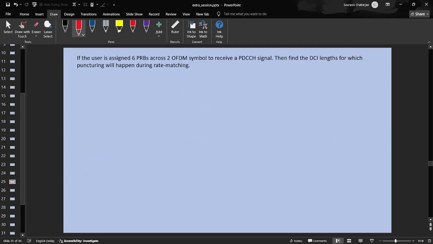Here the user is assigned 6 PRBs across two OFDM symbols to receive a PDCCH signal. We are supposed to find the DCI length for which puncturing will happen. So 6 PRBs across two symbols. How many resource bits? 6 PRB, 2 symbols, 9 resource elements per PRB, and modulation scheme 2. So the total is 216.